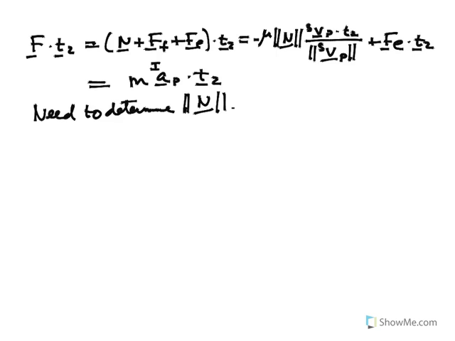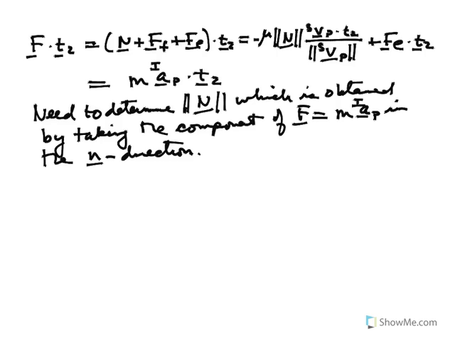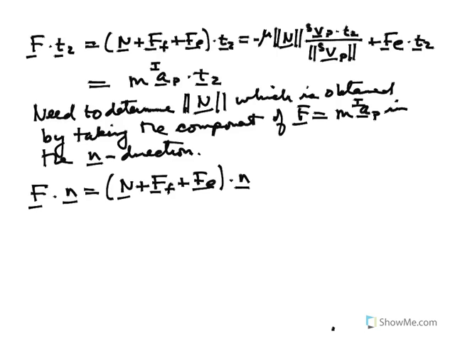So how are we going to get that? The magnitude of N can actually be determined or obtained by taking the component of F equals ma in the n direction. So what happens when we do that? If I take F dotted with n, I get N plus F sub F plus F sub E dotted with n. But that is equal to the component N, and then there's no friction force in this direction, and I get plus F sub E dotted with n, and that has to equal the mass times the inertial acceleration dotted with n. So from this I can actually solve for N.